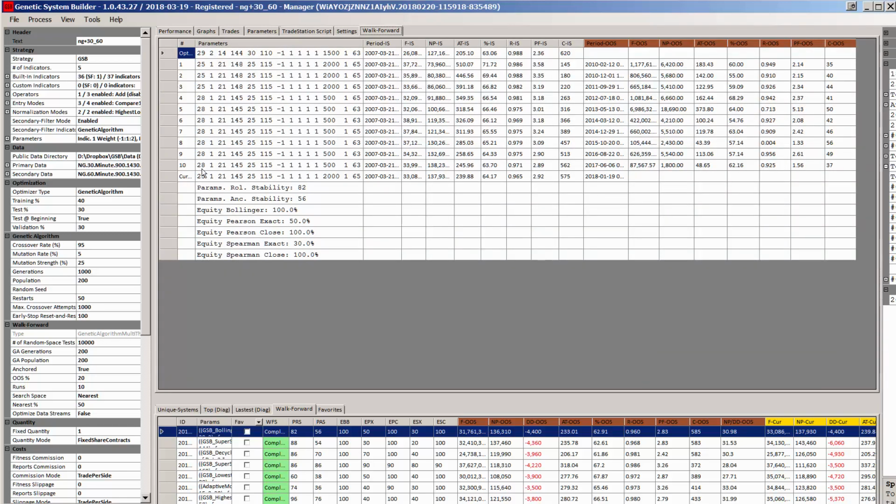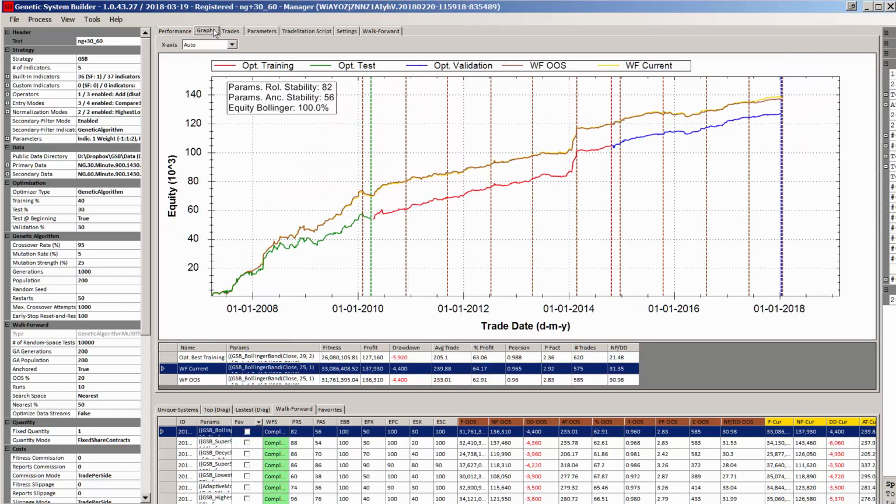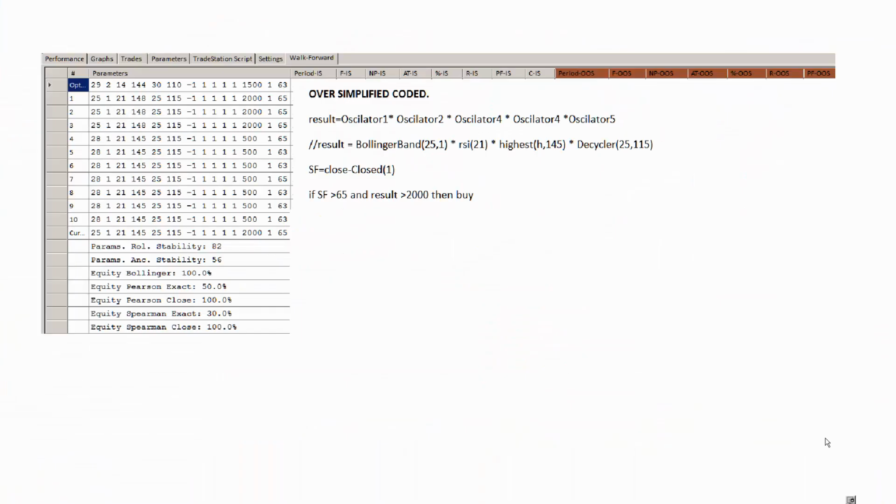If we look here, you can see that one has changed from a 28 to a 25, and it was 25 earlier on a bit. The others are all the same, and the secondary filter offset has gone from 63 to 65, so it's varying a little bit. The entry offset has gone from 2000 to 500 to 2000, and again, that's a particularly insensitive parameter. So I really like that particular system that I've seen here.